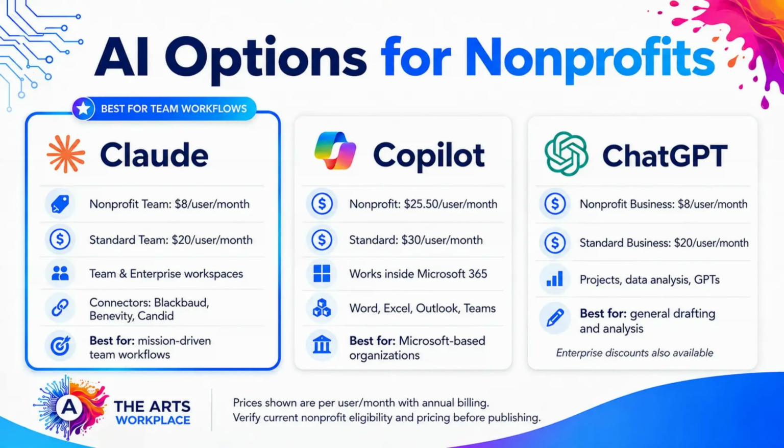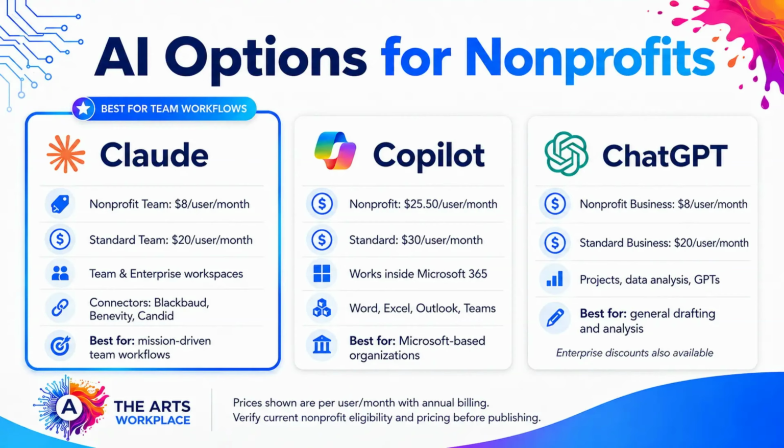Anthropic, the company that makes Claude, offers a generous discounted rate for eligible nonprofit organizations, and this rate includes all of their tools. Currently, the rate is $8 per user compared to $20 per user for Pro. Or if you need more usage, it's $40 per user compared to $100 per user for a Max plan.